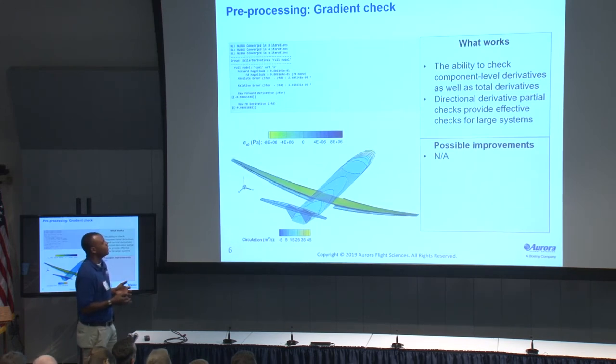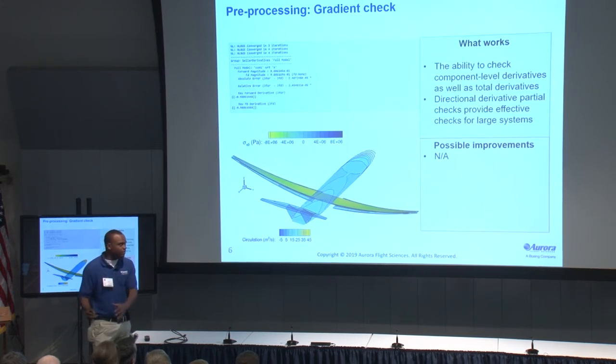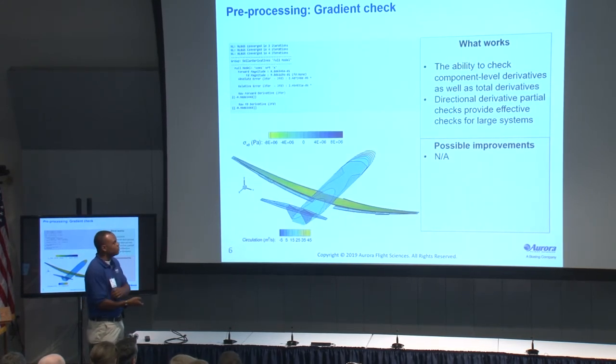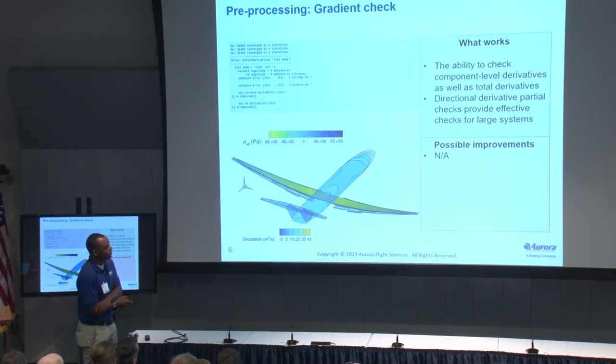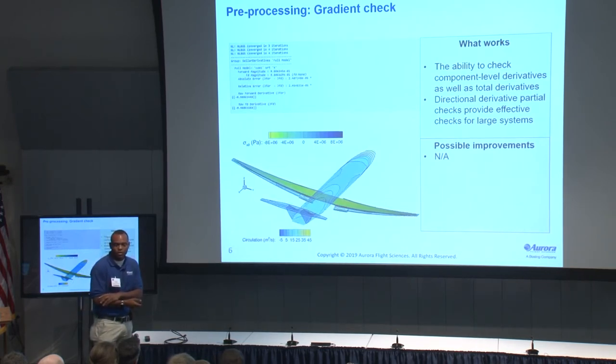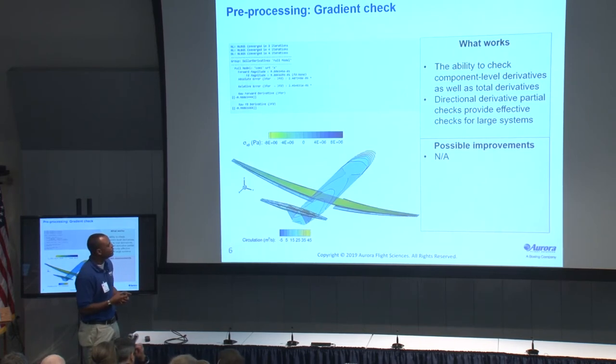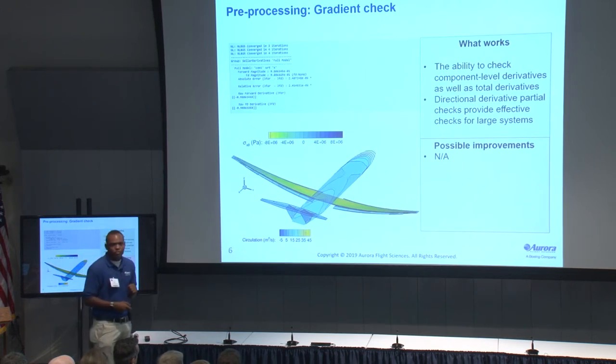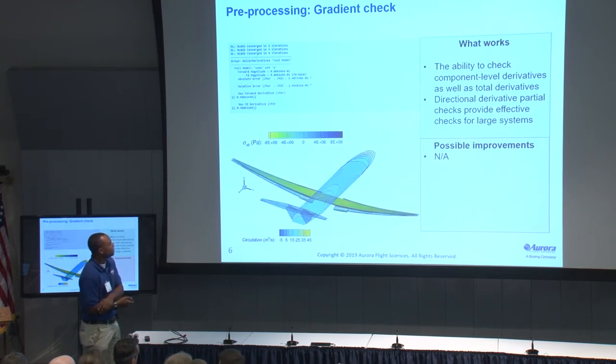Really like the ability to check not just the component level derivatives, component by component using the partial checks, but also the total model level derivatives as well, using the total derivative checks. Really great functionality. I like the relatively new addition of the directional derivative checks for the partial derivatives for models that feature large numbers of state variables, where it may be impractical to do a finite difference check for each one of those variables, instead doing a one-dimensional step in a semi-random direction. It is a very efficient way of checking multiple partial derivative components at the same time for relatively little additional computational cost.